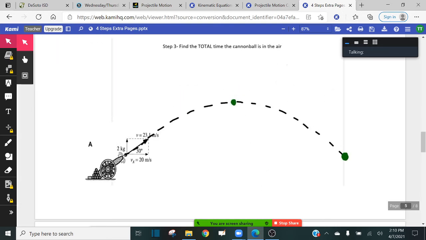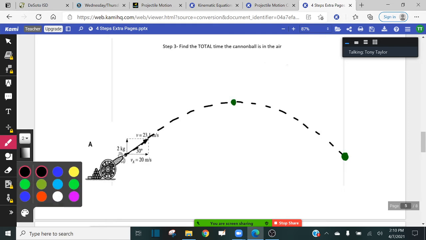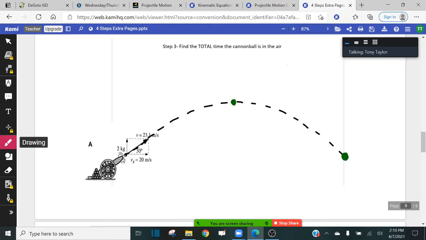Okay. Now we're on step 3. Step 3 says find the total time the cannonball is in the air. Guys, I want y'all to think logically here. You all just found that it took 1.17 seconds to reach the very top here. But how can we find the total time the cannonball is in the air from this point to that point?